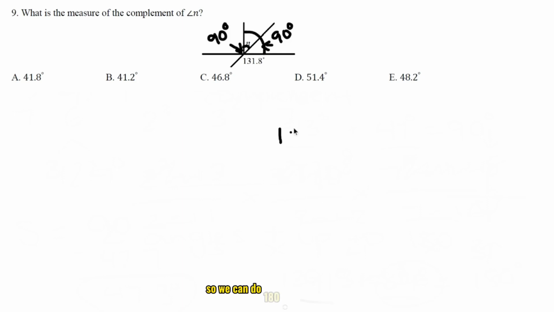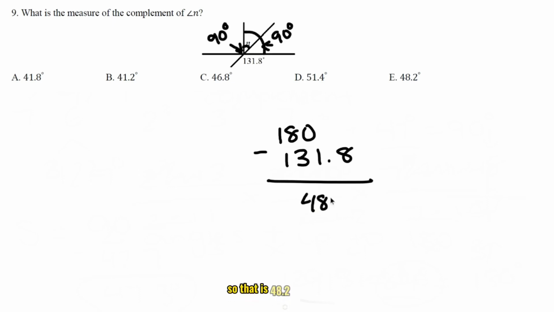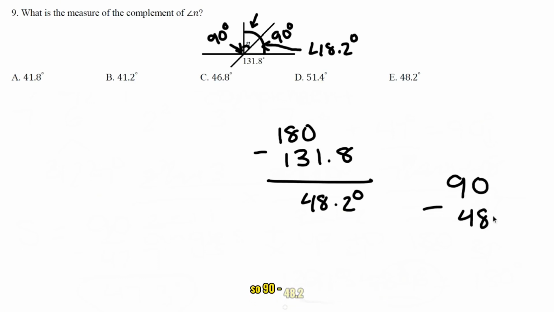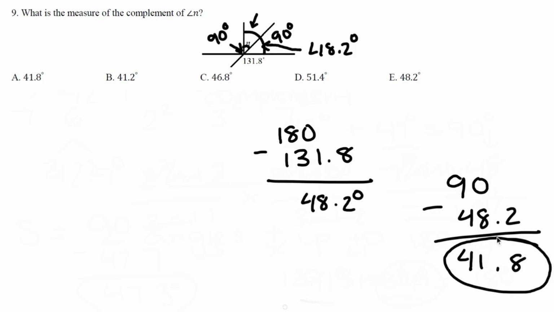So let's first find what this angle is right here. We can do 180 minus 131.8 degrees. So that is 48.2 degrees. Now we know that this area right here is 48.2 degrees, and we need to find this area. We know this is a 90-degree angle, so we can subtract 48.2 from 90. So 90 minus 48.2 equals 41.8. And that's your answer.